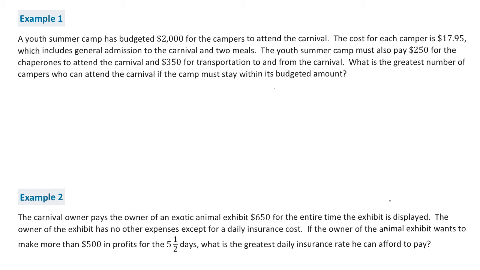The budget that the camp must stay in is $2,000. And because it's $2,000, that means we're going to use a less than or equal to sign. This shows that whatever they're going to pay here is going to be less than or equal to our $2,000. Now, let's relook at the cost. For each camper, it is $17.95, and we're going to use C to represent the number of campers that we're going to have go. Then they have to pay another $250 for the chaperones to attend. And then they have to pay $350 for transportation.